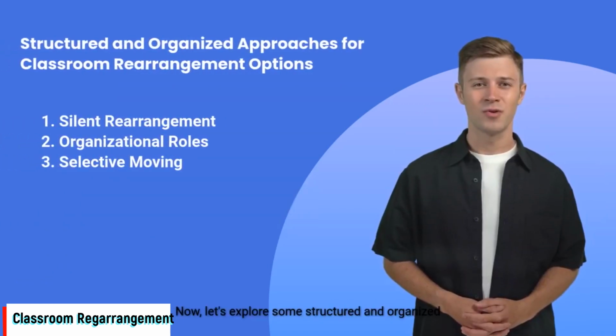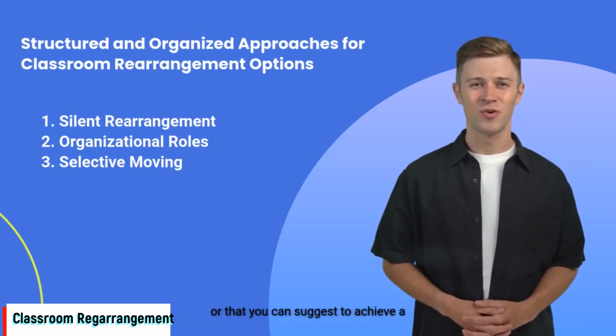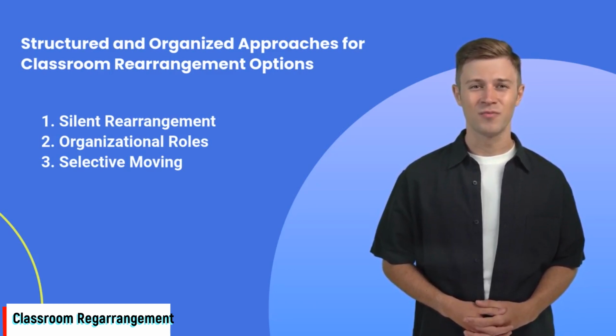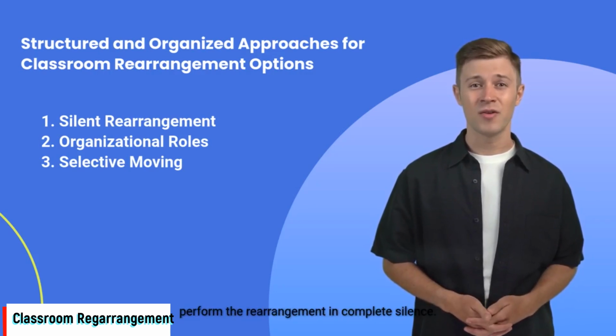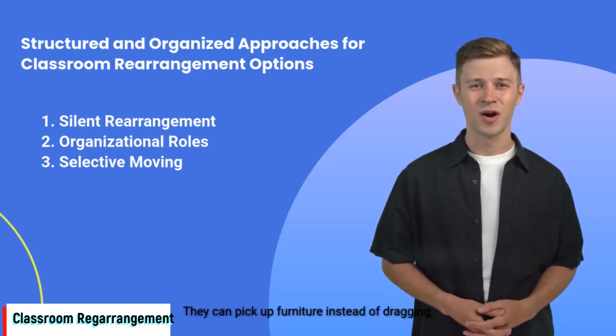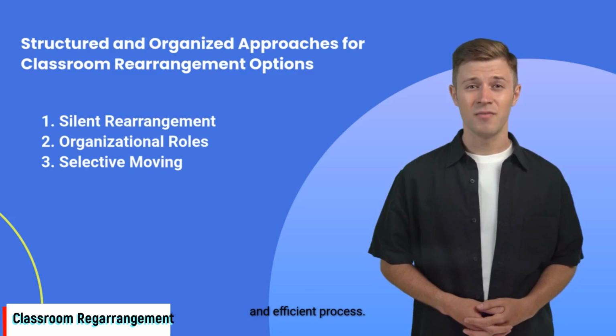Now, let's explore some structured and organized approaches for different classroom rearrangement options. Here are several options that learners may propose or that you can suggest to achieve a smooth and orderly room rearrangement. 1. Silent rearrangement. One option is to have learners agree to perform the rearrangement in complete silence. They can pick up furniture instead of dragging, shoving, or pulling, which promotes a quiet and efficient process.